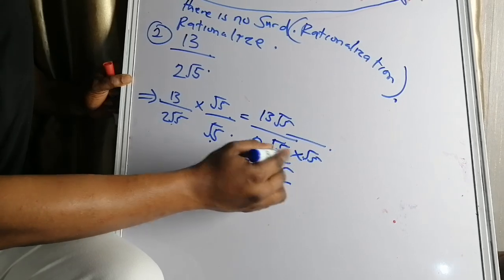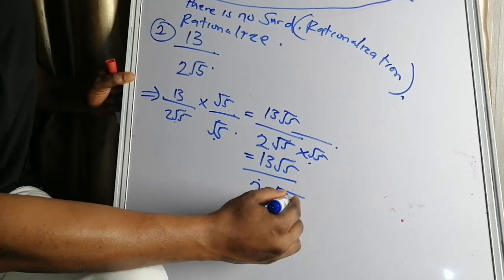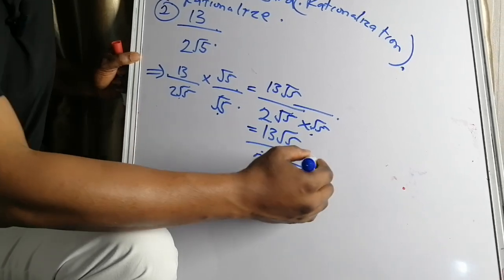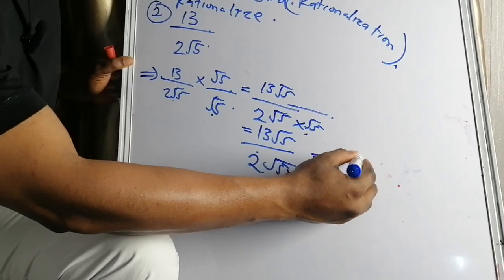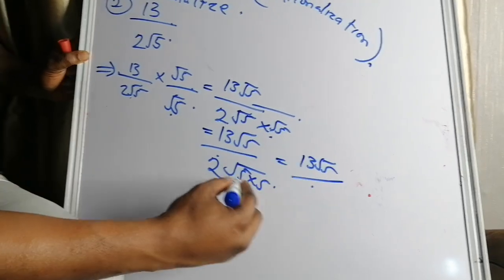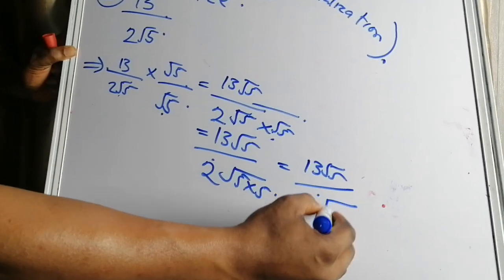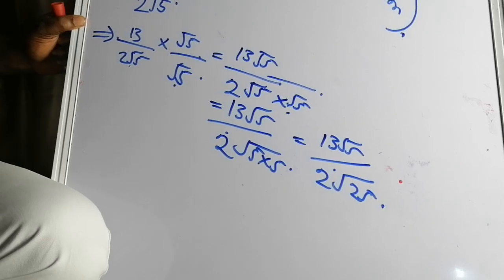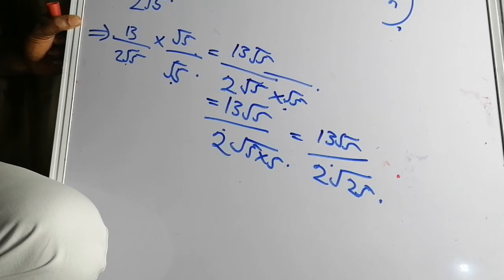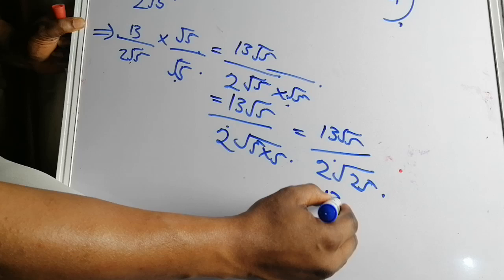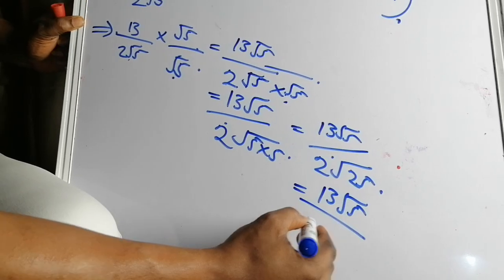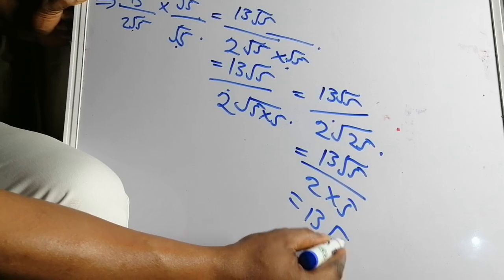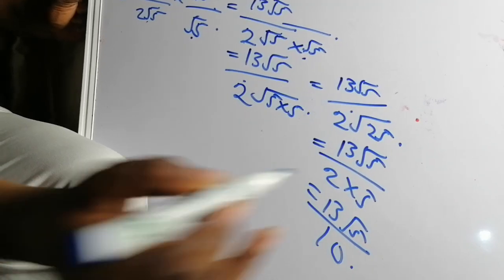pick 1 root, then 5 times what? 5. Okay, so from here, you can now have 13 root 5 over 2 square root of what? 25. And we all know that the square root of 25 is 5. So you can now say 13 root 5 over 2 times 5, which is 13 root 5 over 10.